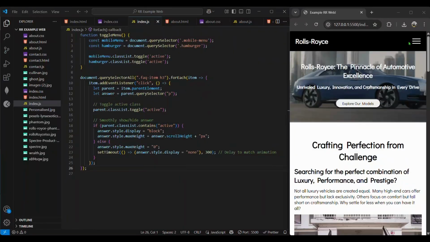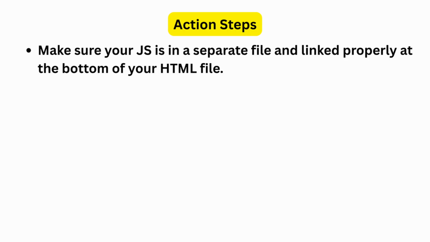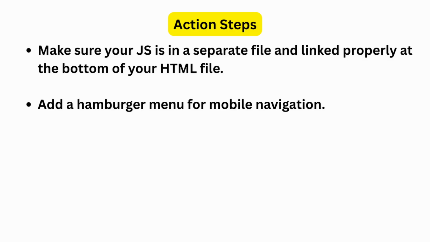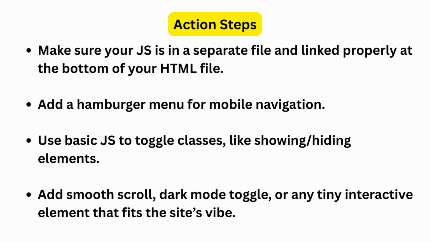Now let's make your website alive. Even if it's just a simple navigation toggle or contact form, a little interactivity goes a long way. So make sure that your JavaScript is in a separate file and linked properly at the bottom of your HTML file. Add a hamburger menu for mobile navigation. Use basic JavaScript to toggle classes like showing or hiding elements. Add smooth scroll or dark mode toggle or any tiny interactive elements that fit the site's vibe.